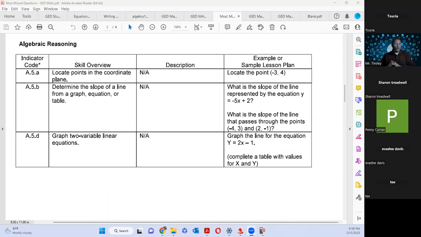Zara, usually I start at 6 o'clock. I usually go to 7. Sometimes I go to 7:15, 7:30, but usually I'm scheduled for 6 to 7.